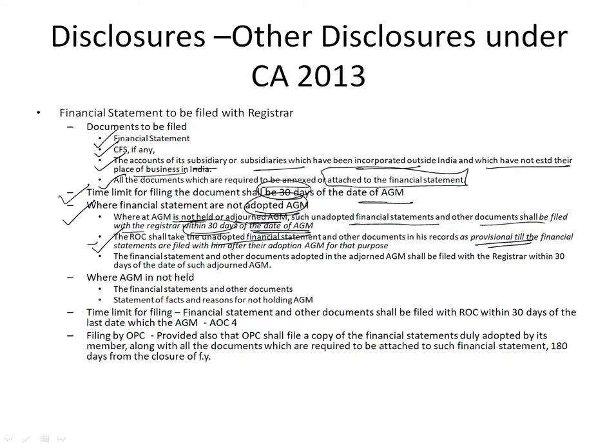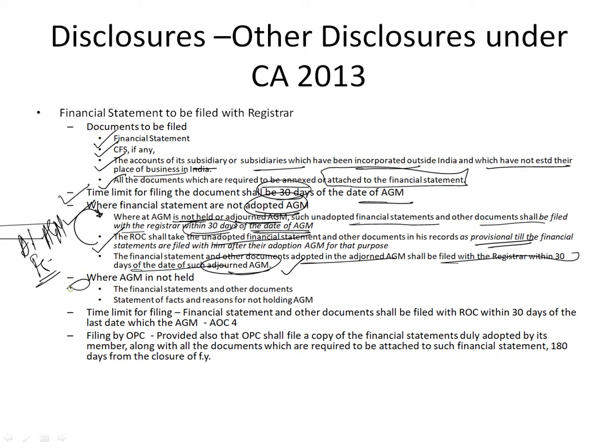Basically, in procedure you have to go through the same again, but you need to make sure that from the date of the AGM you file your financial statements, and once you adopt, you file them again. Now, the financial statements and other documents adopted in the adjourned AGM shall be filed with the registrar within 30 days from the date of such adjourned AGM.